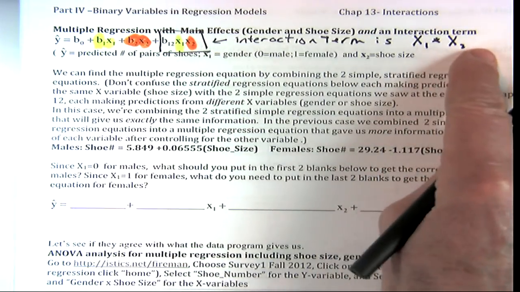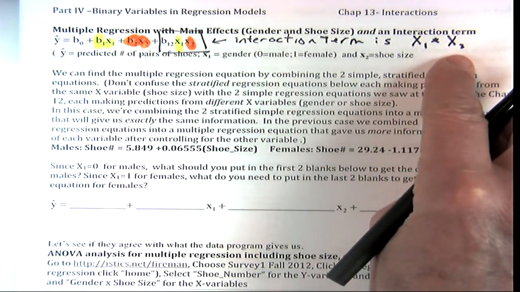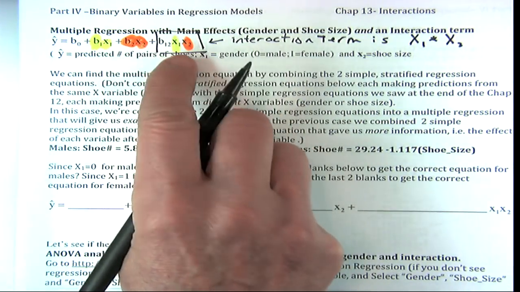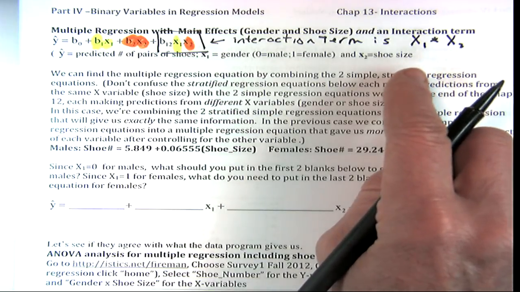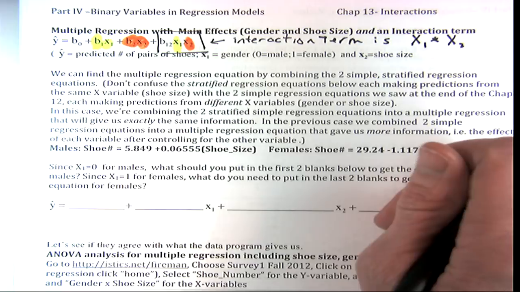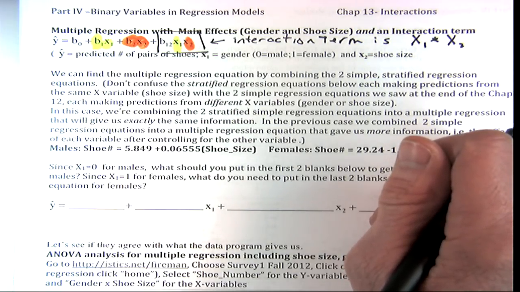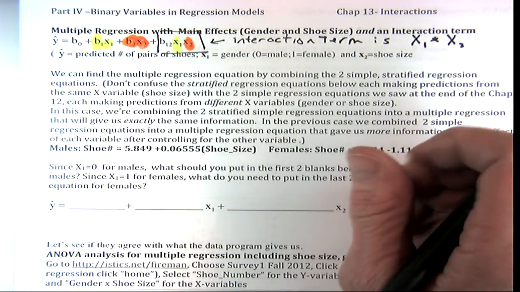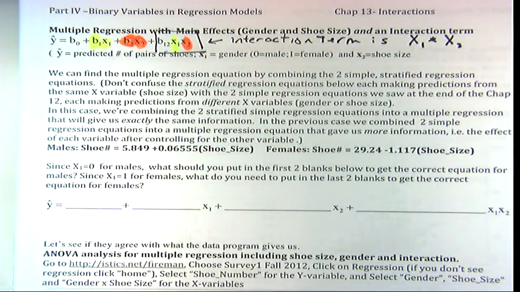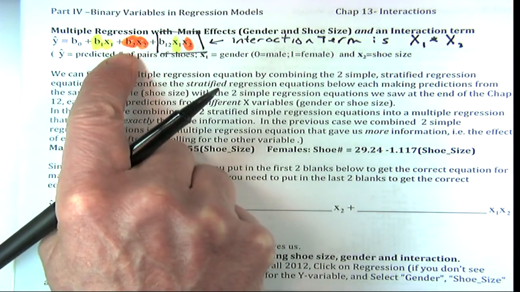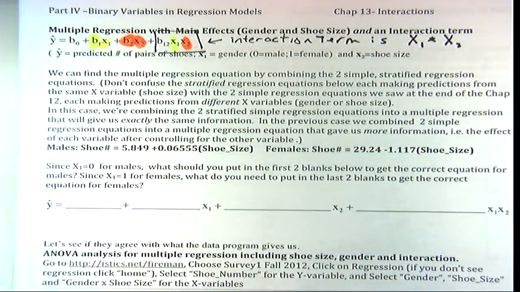You can have a three-way interaction term. You could have x1 times x2 times x3. If I had x1, x2, and x3, then I would have a lot of interaction terms. I'd have the three interaction terms, x1 and x2, x2 and x3, and x1 and x3, and then you'd have all three together. So things get very complicated if you want to include all those interaction terms. But with just two predictor variables, you have one interaction term. Okay?